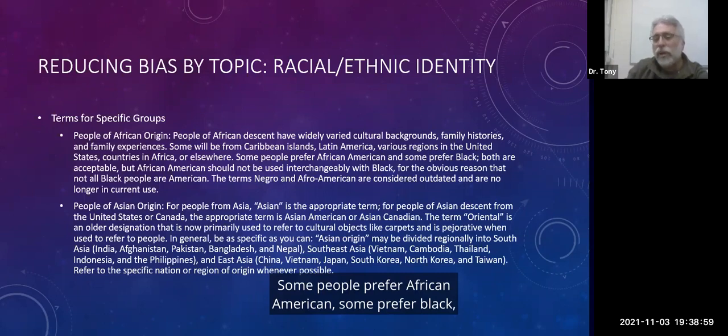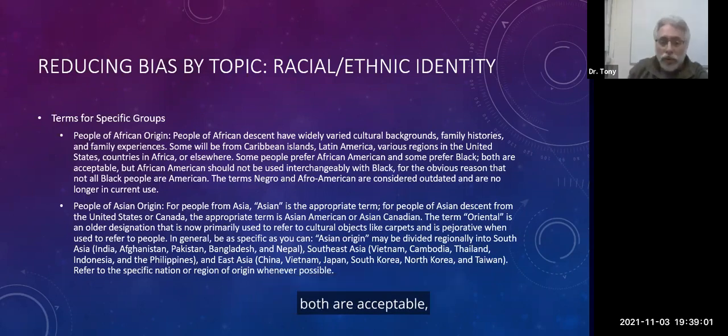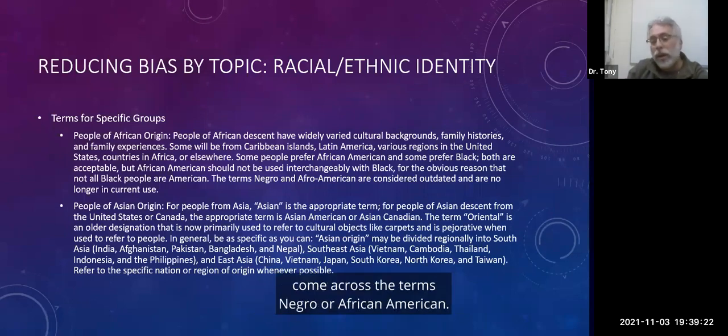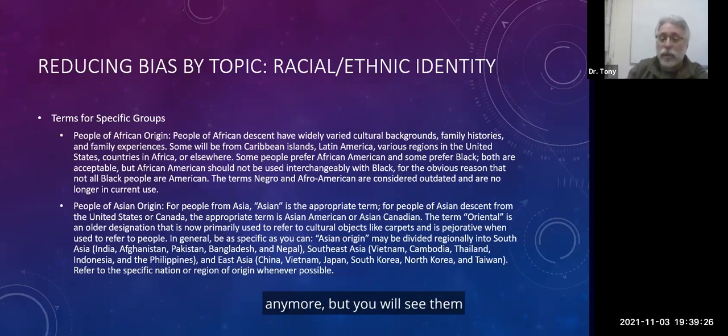Some people prefer African American, some prefer Black. Both are acceptable, but they shouldn't be used interchangeably. The obvious reason is that not all Black people are American. In some things that you'll read, things that were written in the 60s or even before, you will sometimes come across the terms Negro or Afro-American. These are considered outdated and are not in current use anymore, but you will see them if you're reading older texts.